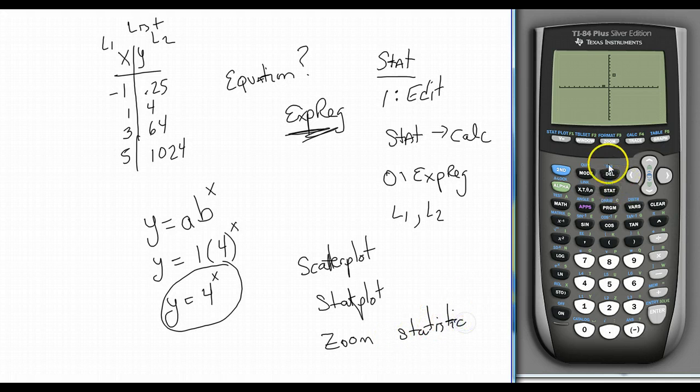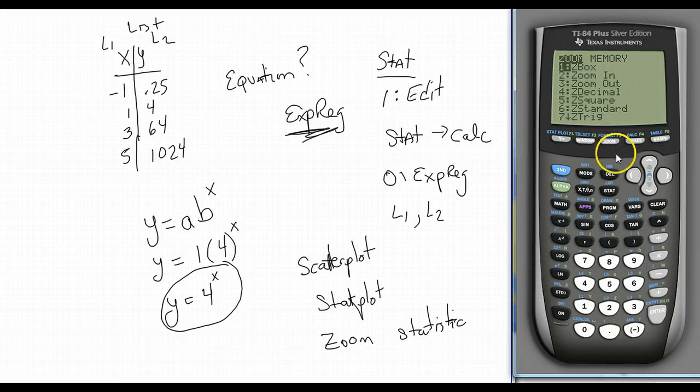Statistic. Zoom. It's not on the first screen. Scroll down and you look for zoom stat. Enter, and there's my points. Those are my 4 points, and they go like that.